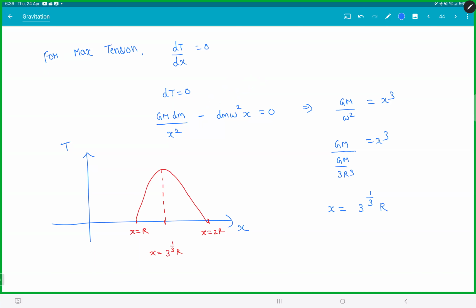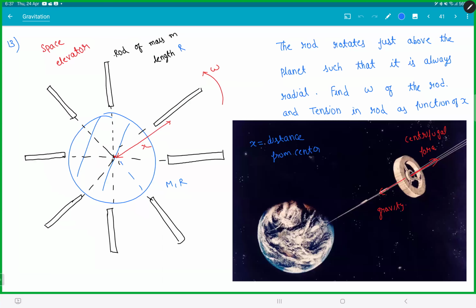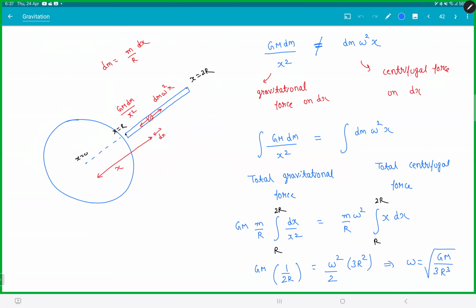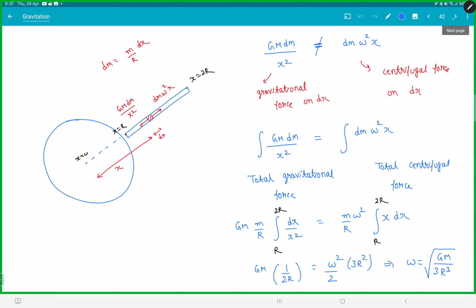This is what you can do with this question. It's a pretty good one. So we have gravitation, we have circular motion, we have NLM, they're all combined. These are the kind of questions you should get used to. If I just ask you for omega, that is still decent. But once I ask you for tension, the maximum value, graph, this is a pretty good one. Next one. So that's a little about the space elevator.